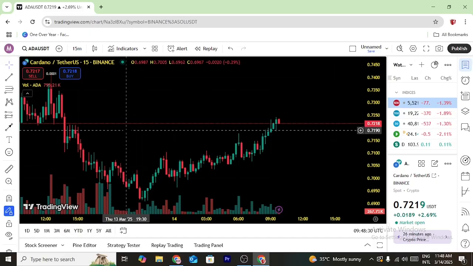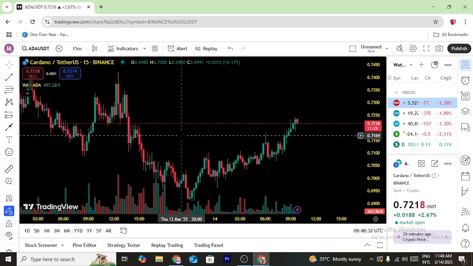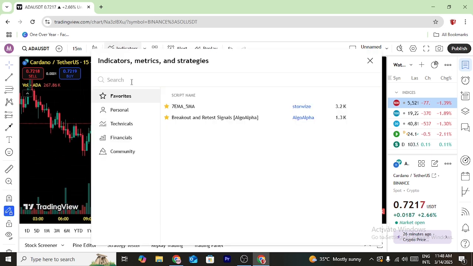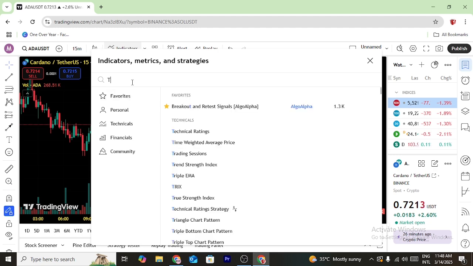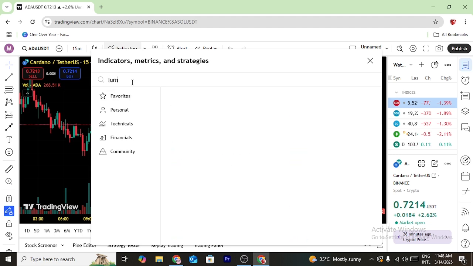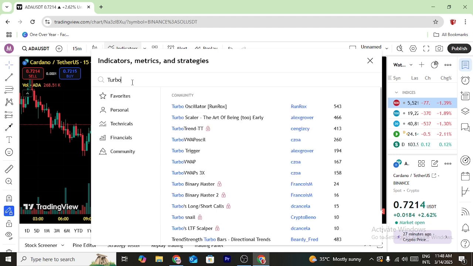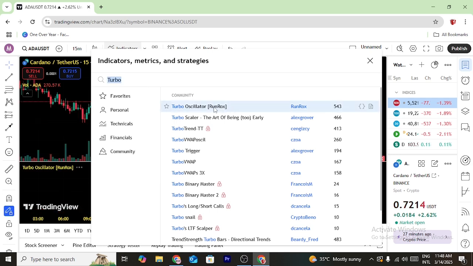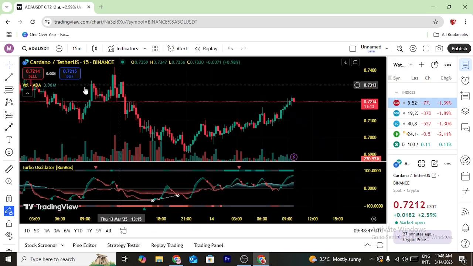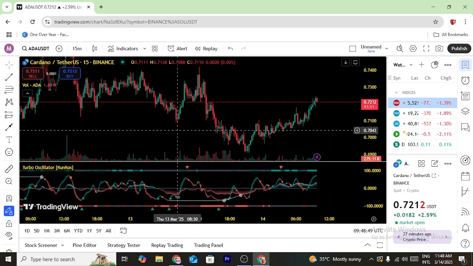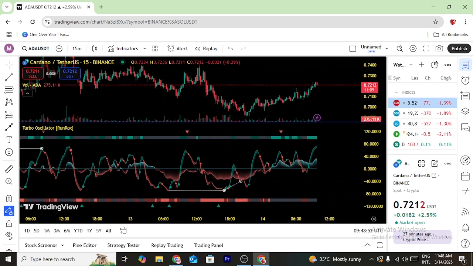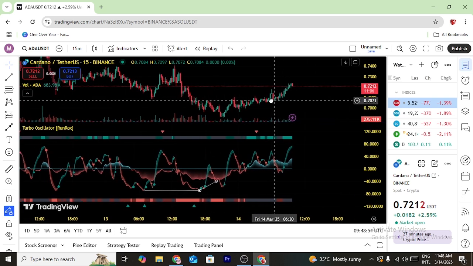Hello everyone, today in this video we are going to look at a very interesting indicator called the Turbo Oscillator. Okay, let's start. Turbo Oscillator Runbox. So you can see that we already installed this indicator. As you can see, this is very interesting.